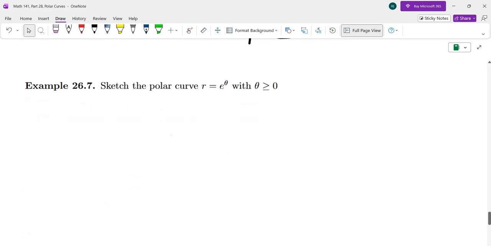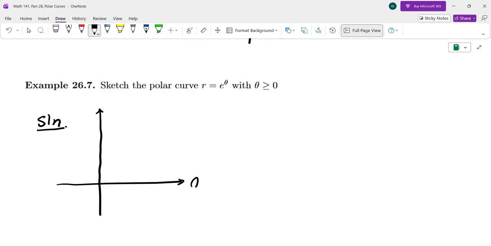Okay, so one last example. Sketch the polar curve r equals e to the power of theta. Let's look at the graph of r in terms of theta, and then we will draw it in the xy plane. This is an exponential graph, and r is greater than or equal to 0. So it starts from 1 and it's exponential, so it goes to infinity very rapidly.